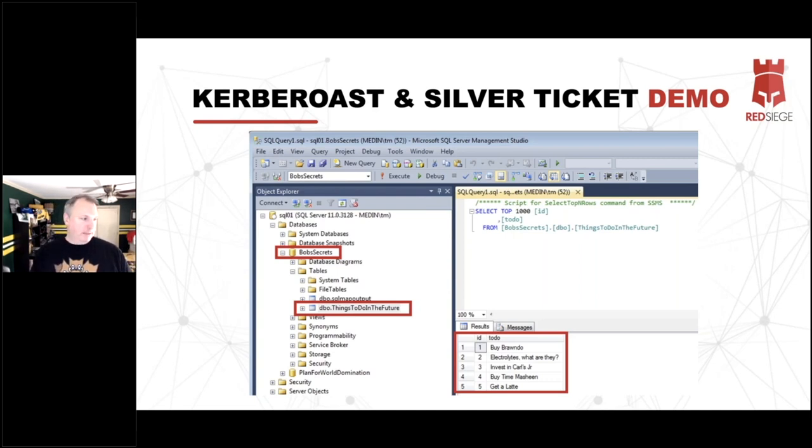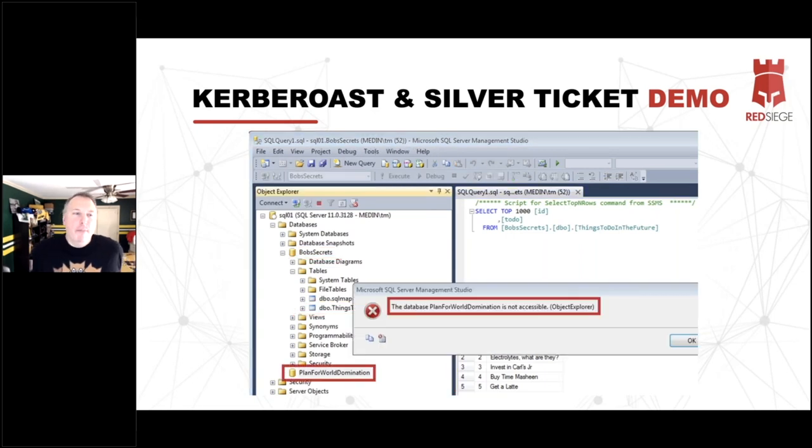Typo on the ID. Did I spell something wrong? Well, whatever. Now, there's another set of tables that I don't have access to. I don't have access to the plans for world domination. So I, meaning Bob, does not have access to that.